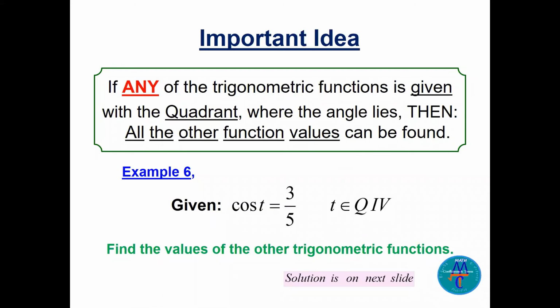Now here is an important idea. You can call it also an advice. If any of the trigonometric functions is given, that means only one, with the quadrant where the angle lies, then all the other function values can be found. So this is example 6. In this one, given cosine of t is 3 over 5, or any other function like tan, cotan, secant, cosecant, whatever. t belongs to quadrant 4. Let's find the values of the other trigonometric functions.